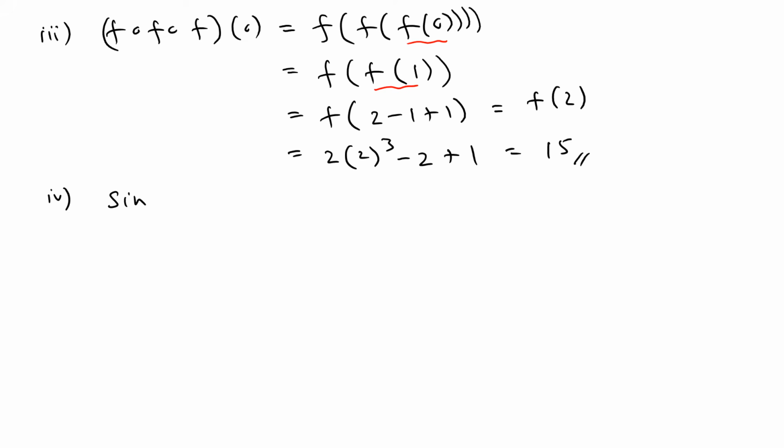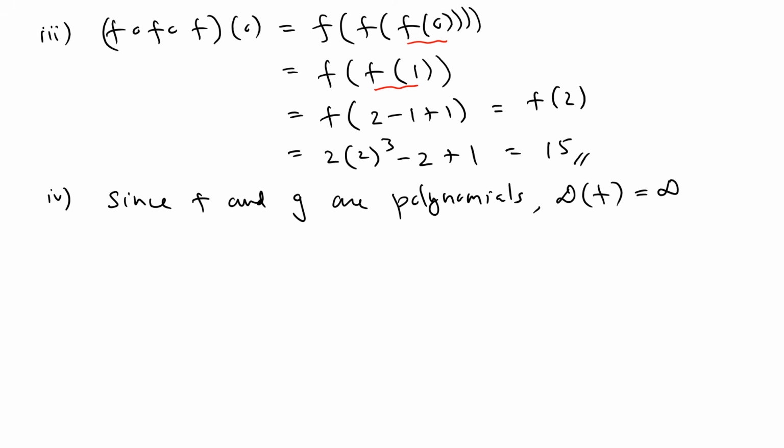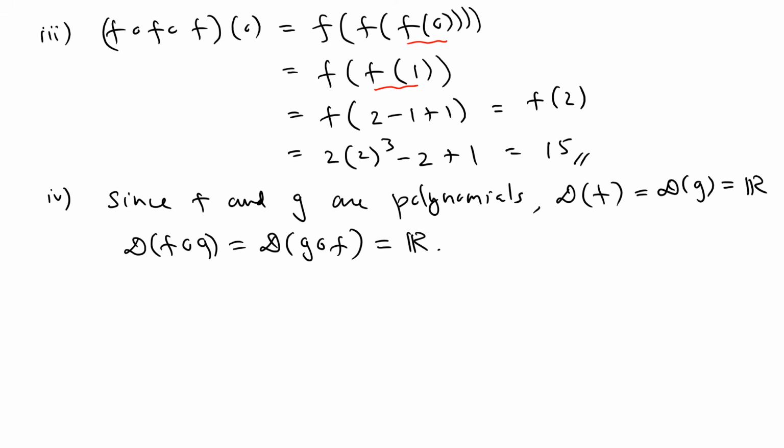And then for the last part, we're going to find several domains. Since f and g are polynomials, we know that the domain of f equals the domain of g equals all real numbers. That means you can plug in any value there. Because of that, the domain of f circle g equals the domain of g circle f equals all real numbers. Good.